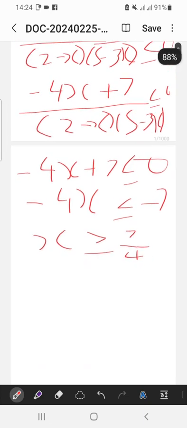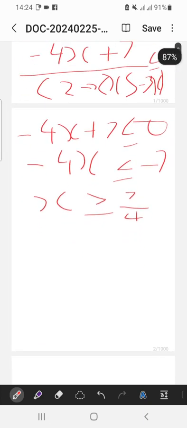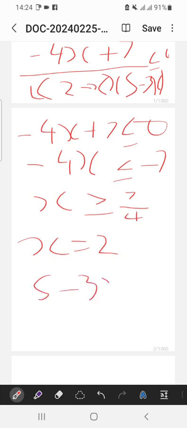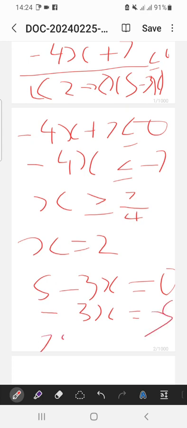Okay, 7 over 4. And obviously x is 2, so x equals 2 will make this over here 0. And 5 minus 3x equals 0, so minus 3x is equal to minus 5. x is equal to 5 over 3.